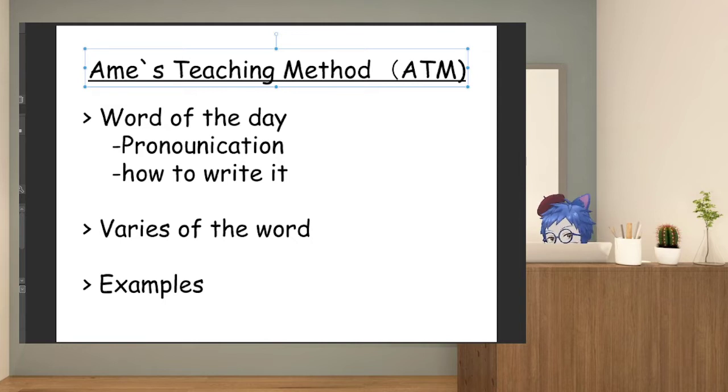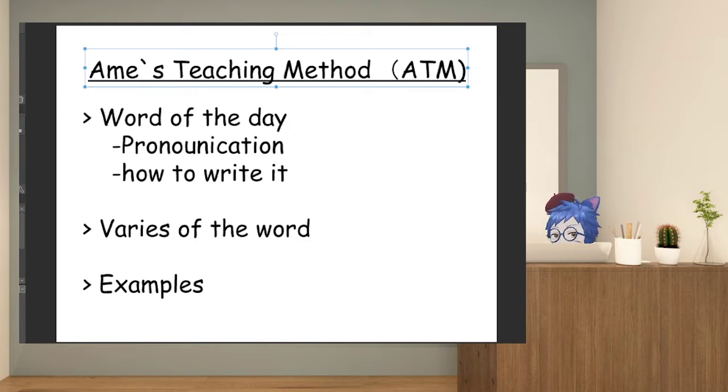I will also share some fun facts that I know myself, as well as some things you might want to take note of. So basically, these are the three things you need to take note of: the word of the day, the variety of words, as well as examples of how to use it. So basically, these are the three things.